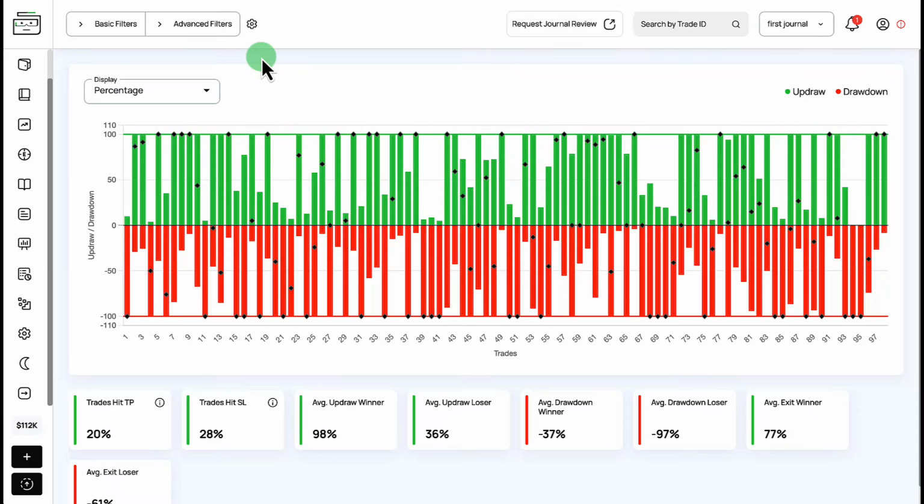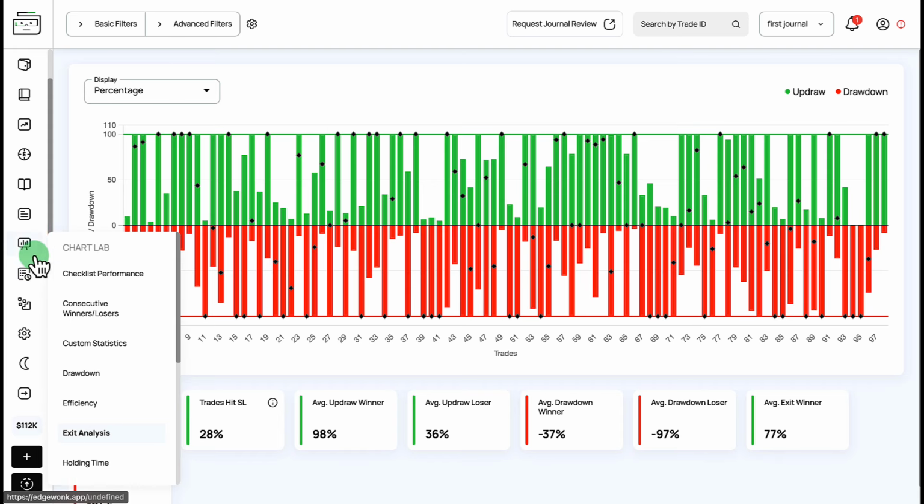The exit analysis graph in Edgewonk is one of the most powerful features because it shows you the path of the price during your trades, and it can help you improve your take profit and stop loss placement, which will boost your reward to risk ratio and your overall profitability.